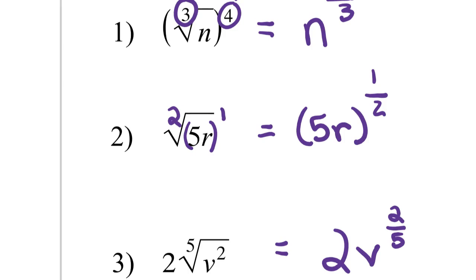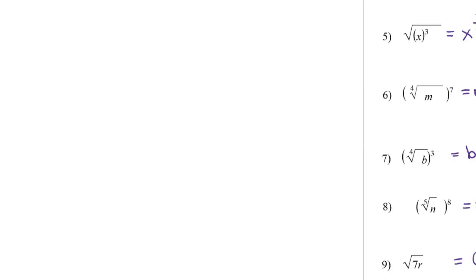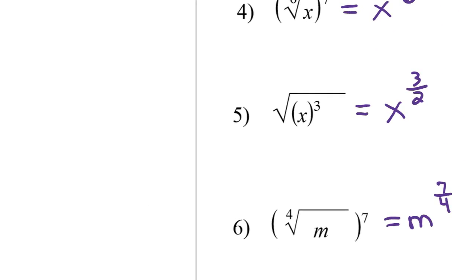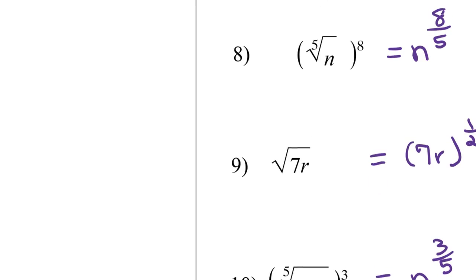All right, finish that page. Just write them all up in exponential form. Number 4 through 7, check those. Any questions on that? Number 8 through 10. I hope in number 9 you realize that the 7 and the r both were under the root, so they both get included inside the parentheses.